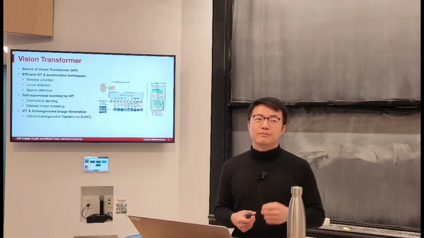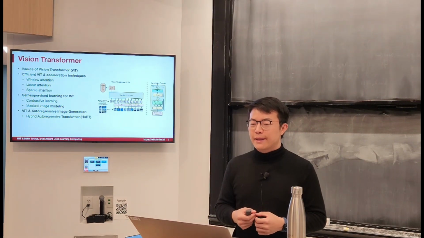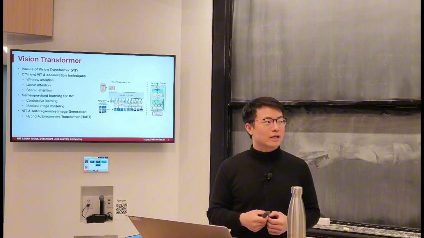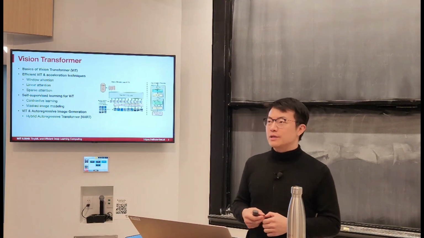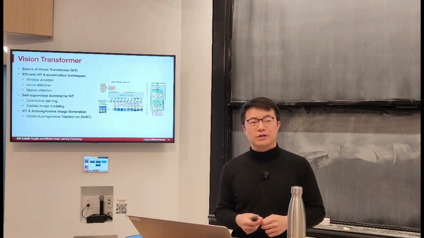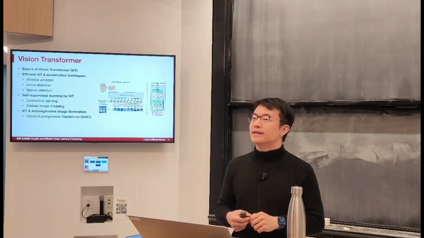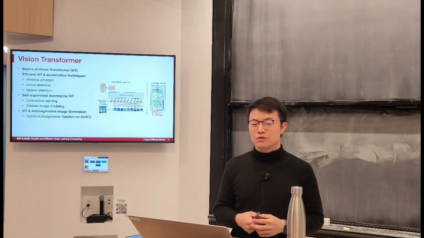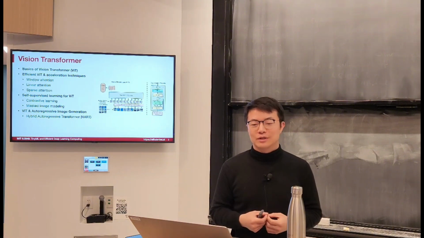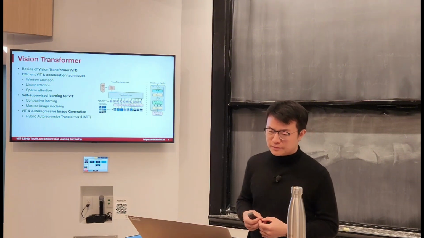We're going to first talk about the basics of vision transformers, and then talk about how to accelerate them, because vision transformers are basically super big. How do we make them faster? Using windowed attention, using linear attention, such as EfficientViT, and also using sparse attention to accelerate these vision transformers.